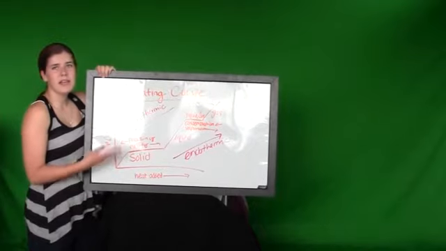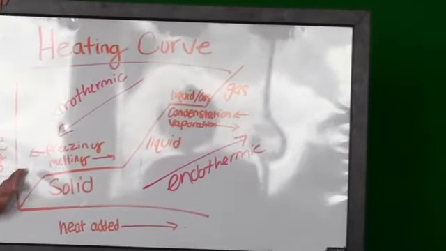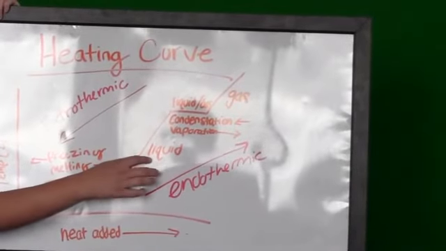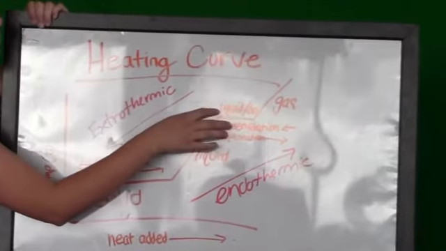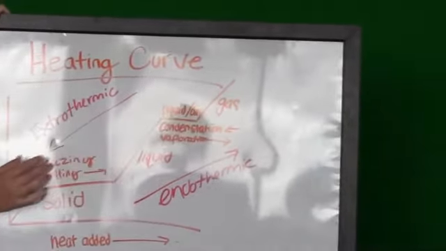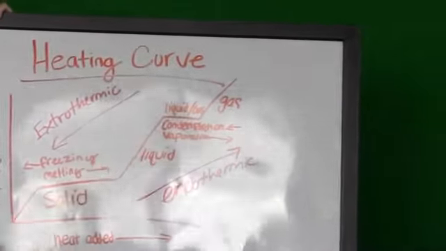This is an example of a heating curve. We start right here, and this is where solids happen. Melting is going up while freezing is going down. Then we have the liquids. Evaporation is going up and condensation is going down. And then we have liquid and gas. We have exothermic going down that way and endothermic going up that way.